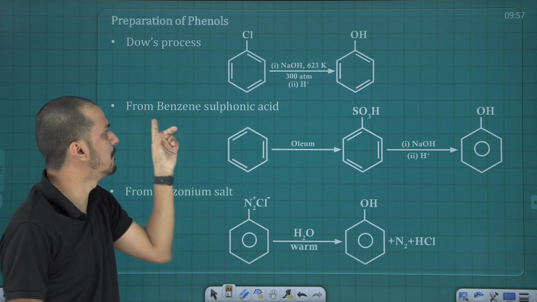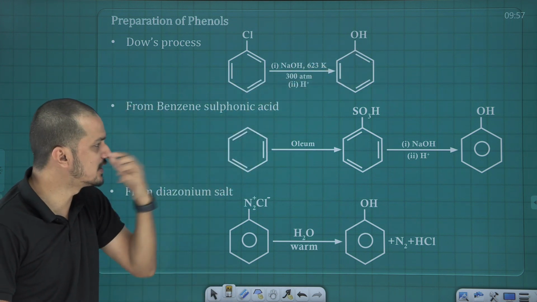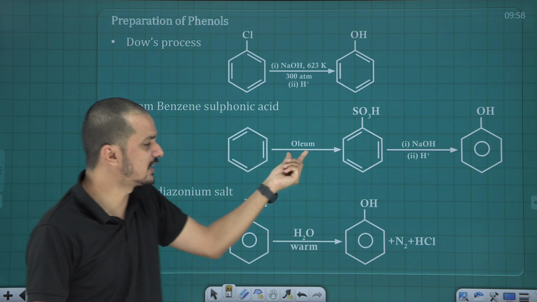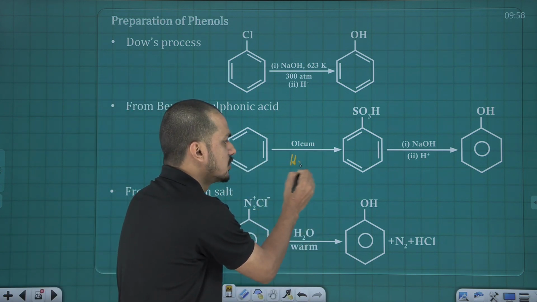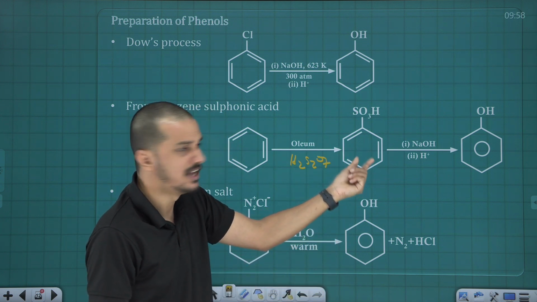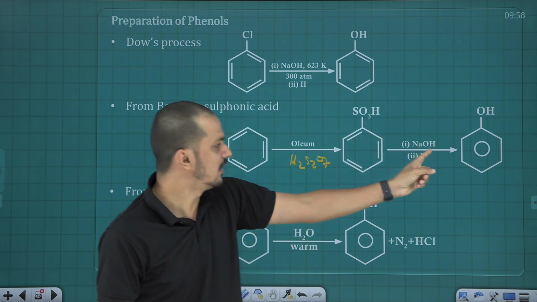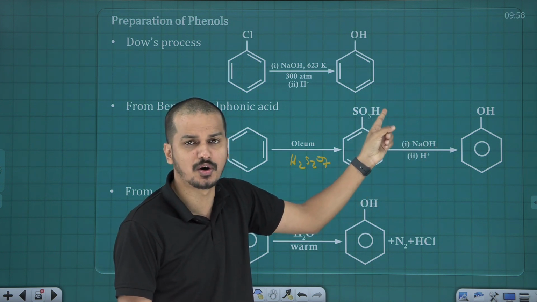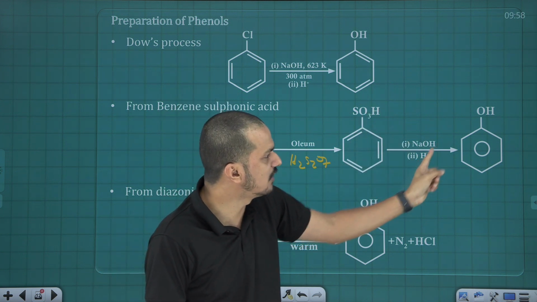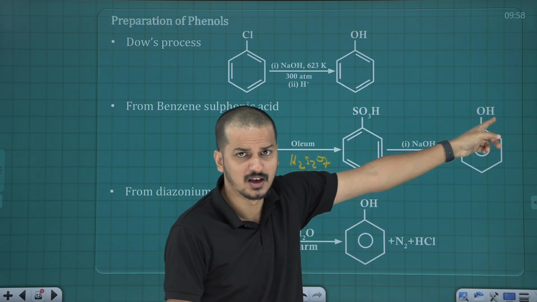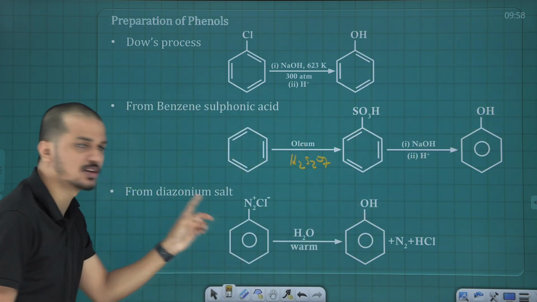And the second one is from benzene sulfonic acid. How we usually prepare benzene sulfonic acid: benzene is there, to that we will treat oleum. Oleum means H2S2O7. Once you are treating, you will get benzene sulfonic acid. We will treat with alkali NaOH, that will give you ONa, sodium phenoxide. We will acidify, and we will get phenol. NaOH and H+, you will get phenol. That's another method.